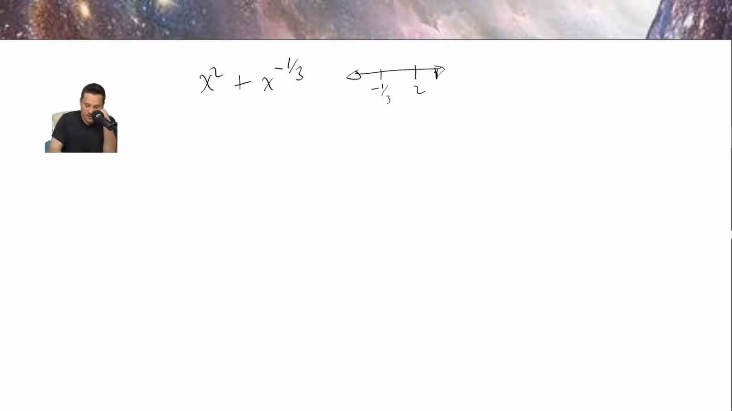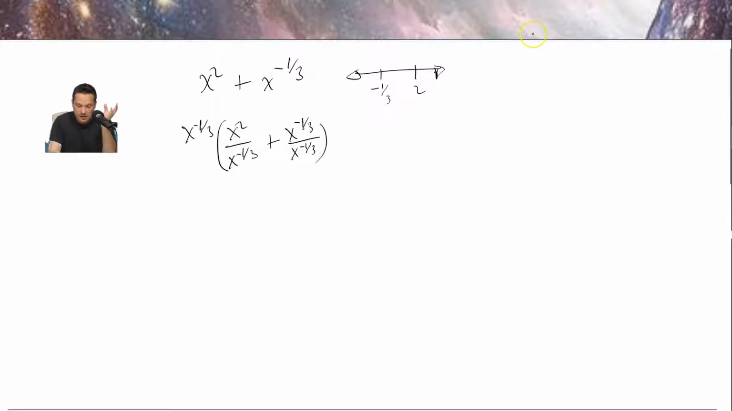What I mean is this, take a look. It's x to the negative 1/3 outside the parentheses, and then divide each term by x to the negative 1/3. So it's x squared over x to the negative 1/3 plus x to the negative 1/3 over x to the negative 1/3. And why would I do that? Because since I'm factoring x to the negative 1/3 outside the parentheses, notice that this right here will become equal to 1. Any quantity divided by itself is 1.